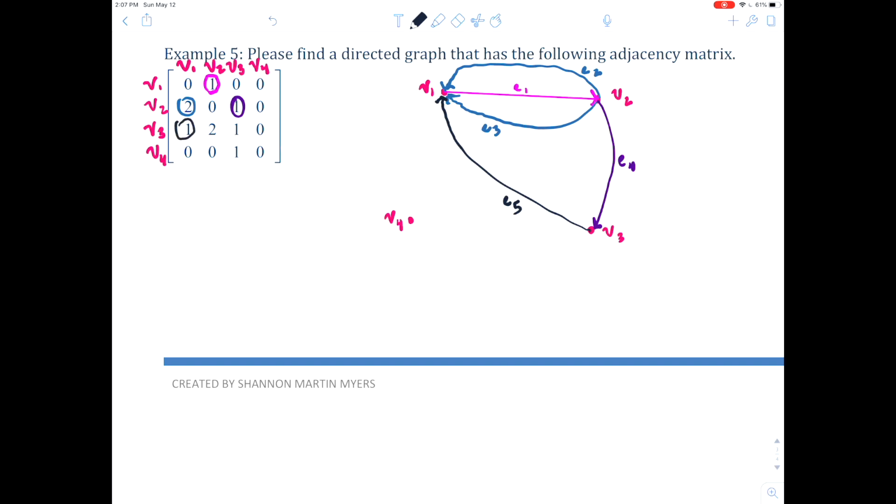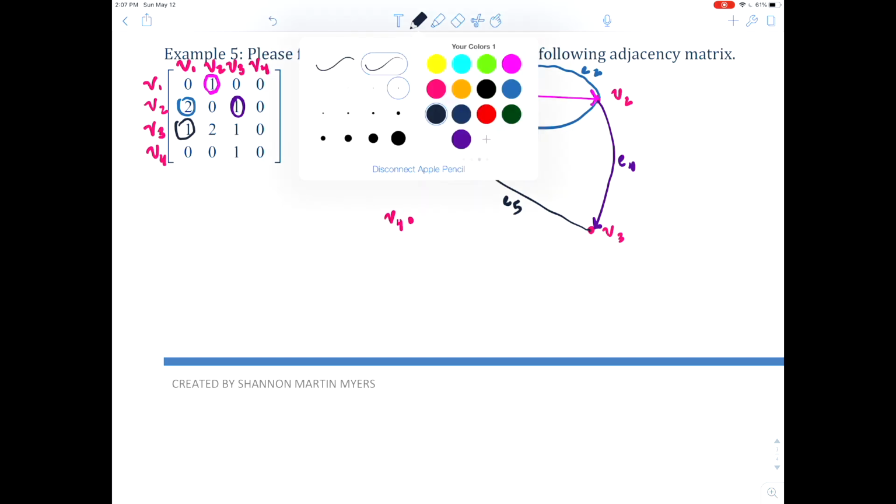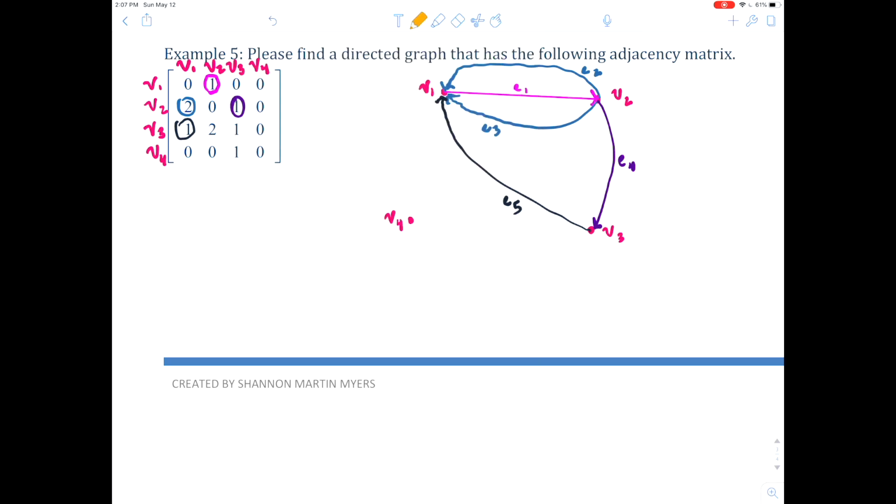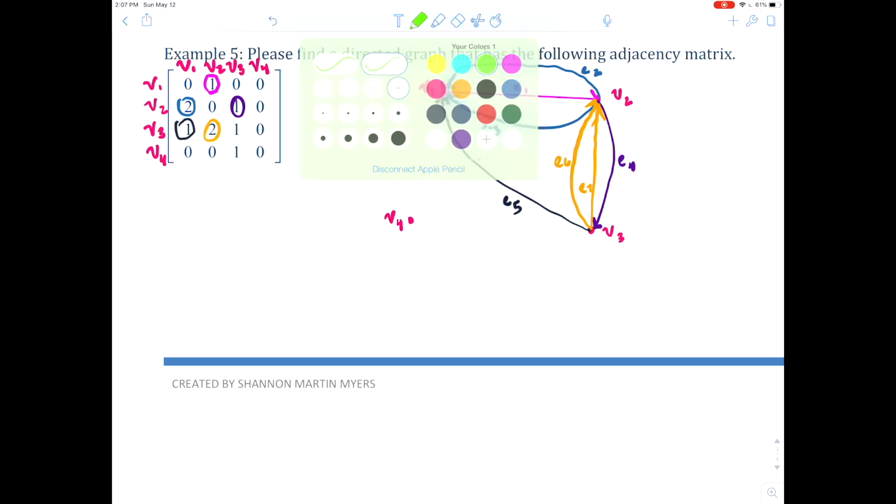And then from V3 to V2, I see 2 arrows. Gosh, running out of colors here. 2 arrows from V3 to V2. So we can do one that's curved, and we can do one that's straight. And we can call this edge 6, and edge 7 if we want. And then from V3 to V3, we do have one, so there's going to be a loop.